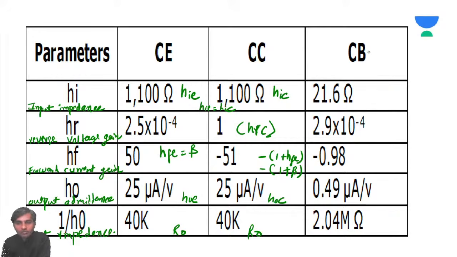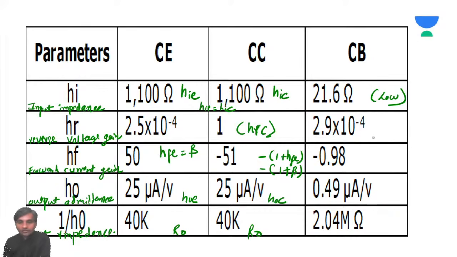Now look at the common base configuration. The input impedance is very low, sir. When compared with common emitter and common collector, input impedance for common base is low, because you can see here it's 1100 for common collector and common emitter. For common base, it's going to be very low, 21.6. So common base has a very low input impedance. Now look at the voltage gain, which is going to be 2.5 times 10 to the power of minus 4.